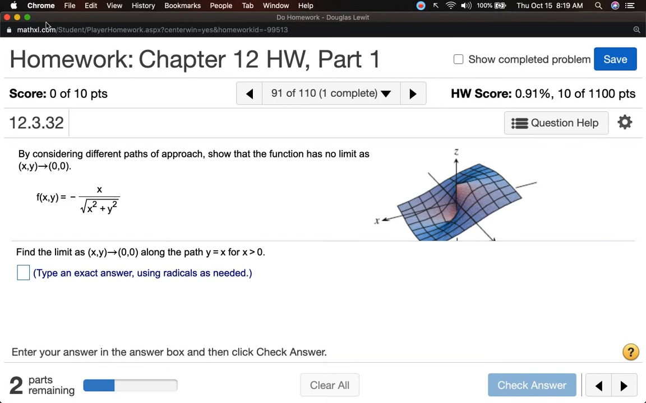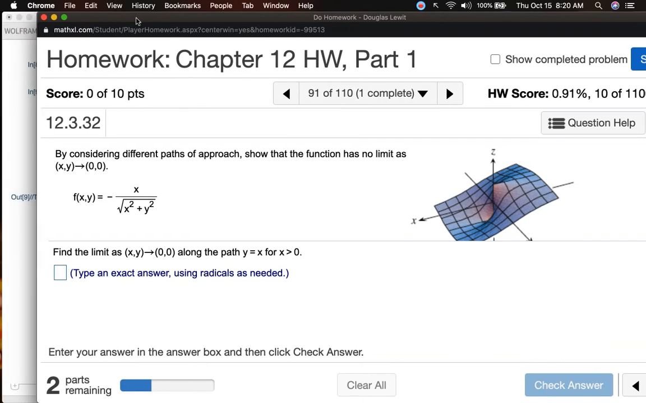So to help you with the homework, later on in the video, I'm going to show you how to use Mathematica's limit function. But that's going to be a little bit later on in the video.